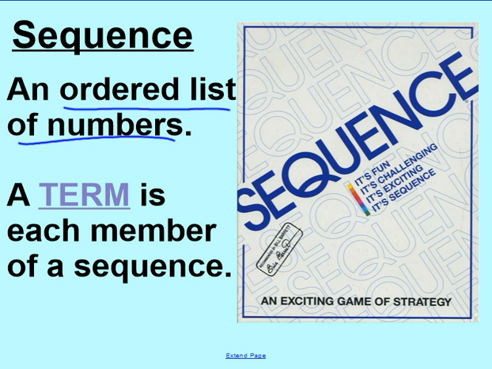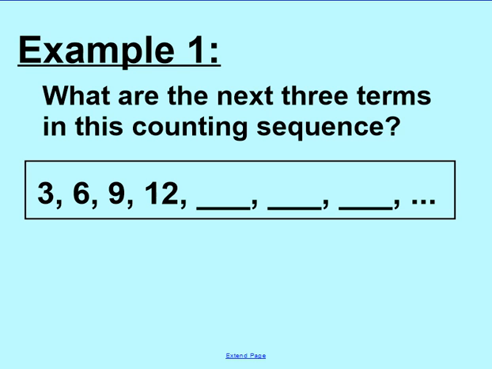And the term is each member of a sequence. So if I'm counting by twos, 2, 4, 6, 8, I can't all of a sudden just throw in a 9 for no reason because it's not in order. The sequence is here, I'm counting by twos. And a term, 2 is a term, 4 is a term, 6 is a term, and 8 is a term. It's just each piece of my sequence.